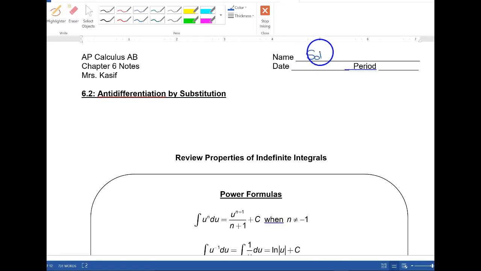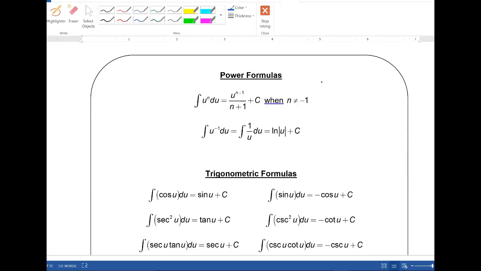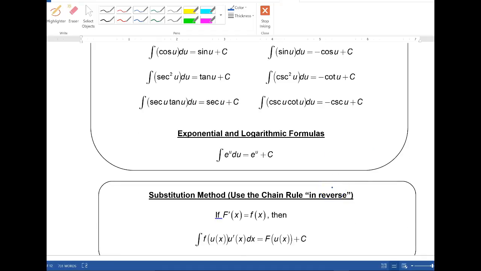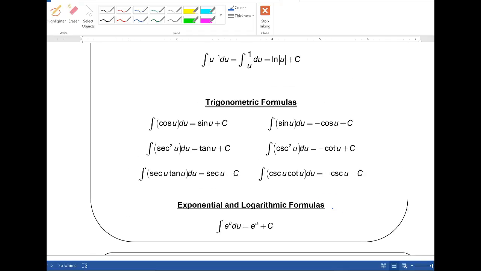Okay, so we are going to look at anti-differentiation, which we already introduced in the last chapter, but now we are going to take it a step further. So this is just a review of the indefinite integrals, the power formulas, with the exception of x to the -1, natural log, absolute value, our trig formulas. And again, you'll notice all of these have plus c because they're indefinite. We do not have bounds. And then we have exponential and logarithmic, and all we really need to know is e to the u.